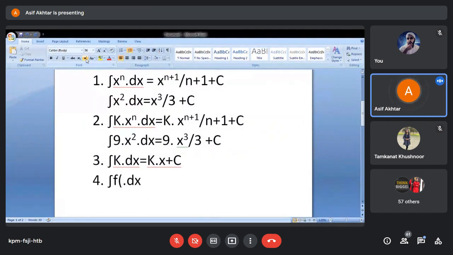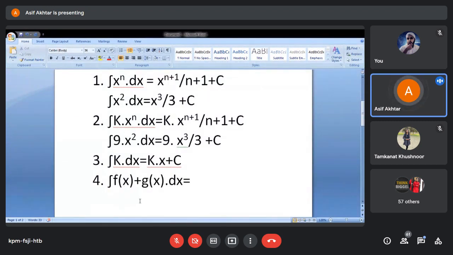f(x) plus g(x). And then we have to take the integration. We have two functions now, f(x) plus g(x), and I have to take the integration of these two functions together. We have to take the integration of this.